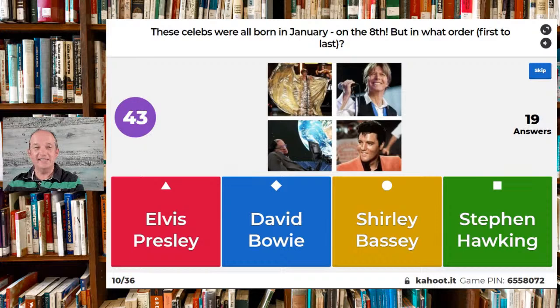Would be fantastic if they were all born in the same year and it was a trick question, but that's really not the case. So I've not been that mean. And look at Shirley Bassey's outfit there, isn't that fantastic? Dame Shirley, of course. But who was born first? Elvis, Bowie, Bassey, or Hawking?